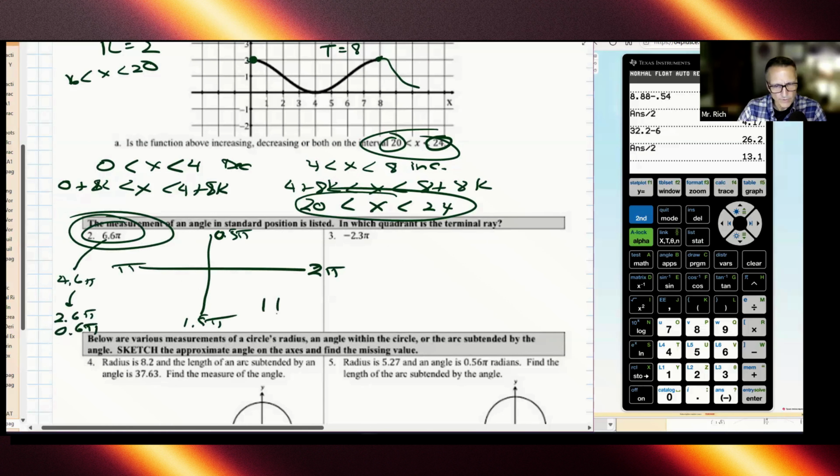0.6 pi is in the second quadrant. It's right between 0.5 pi and pi. So that's what you'd be doing there. For the negative angle, you probably want to put that into a positive. If you add 4 pi, which would be 2 counterclockwise rotations, that puts you at 1.7 pi. So negative 2.3 pi is coterminal to 1.7 pi. 1.7 pi is in quadrant 4, since it's in between 1.5 pi and 2 pi.